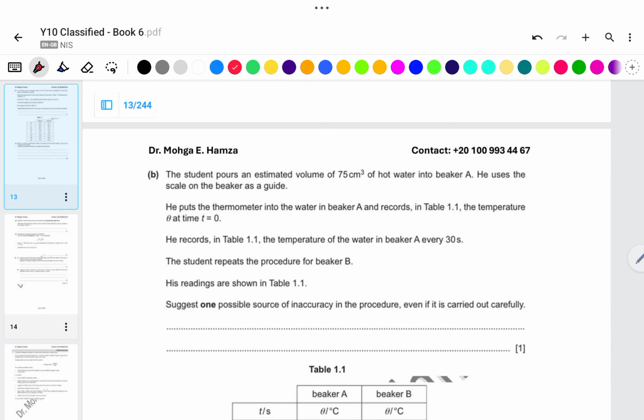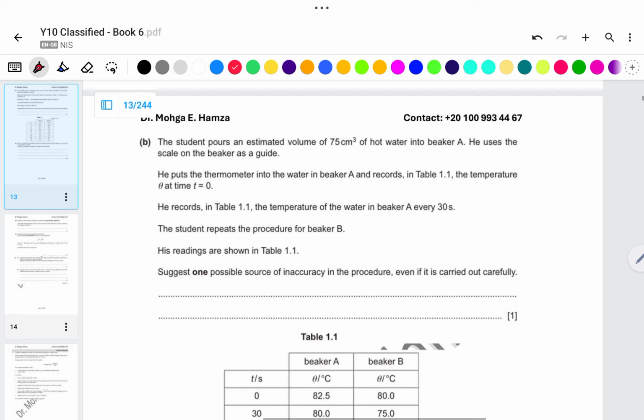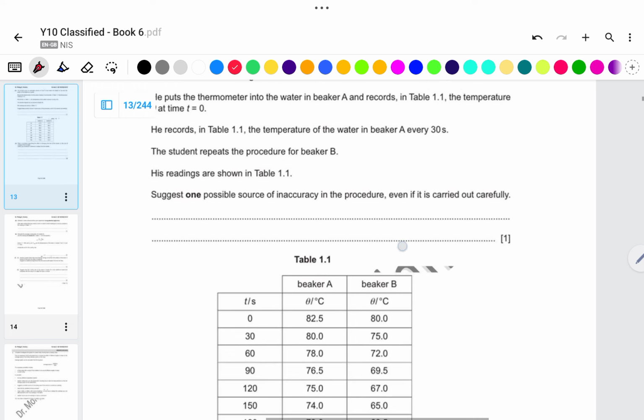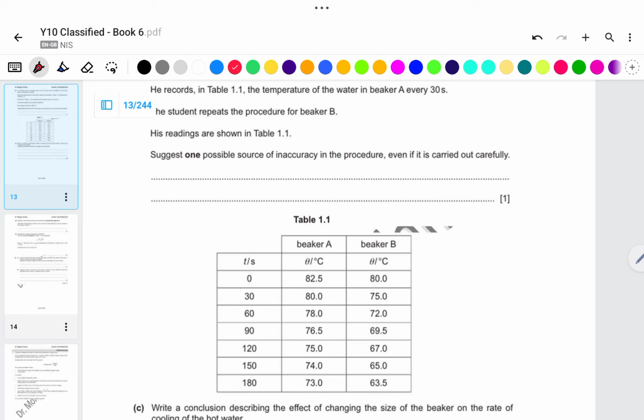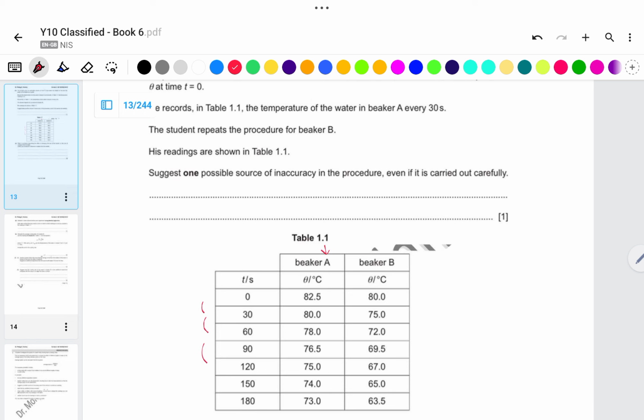All right, part B, the student pours an estimated volume of 75 centimeter cube of hot water into beaker A. He uses the scale on the beaker as a guide. He puts the thermometer into the water in beaker A and records in table 1.1 the temperature theta at time t equals 0. He records in table 1.1 the temperature of the water in beaker A every 30 seconds. The student repeats the procedure for beaker B. His readings are shown in table 1.1.